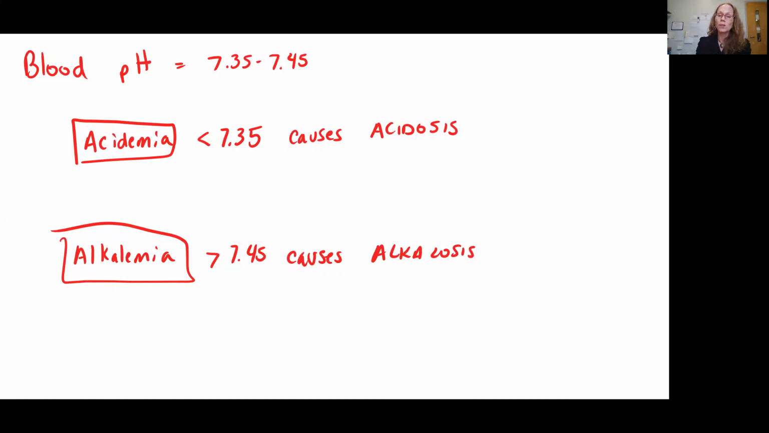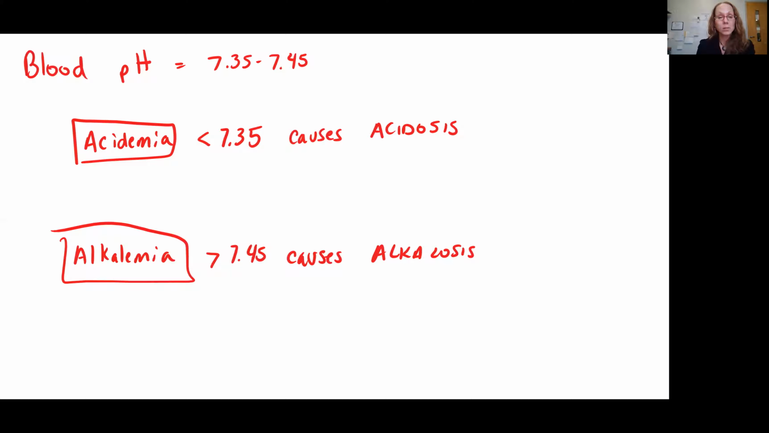Okay, we also should know the pH of our blood. It is slightly basic at 7.35 to 7.45. In the past, we've had an exam question on our departmental final about the pH of the blood. So it does benefit you to know this range.